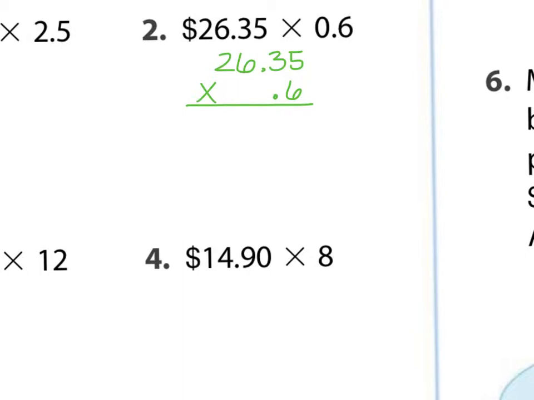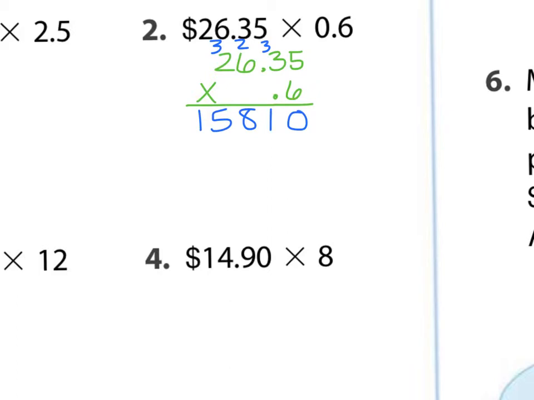So 6 times 5 is 30. 6 times 3 is 18 plus 3 is 21. 6 times 6 is 36 plus 2 is 38. And then 6 times 2 is 12 plus 3 is 15. I hope I'm not making any calculation errors on this. If I do, you guys write it down, and when I come back, you can tell me about it, and I'll give you Tiger Bucks.